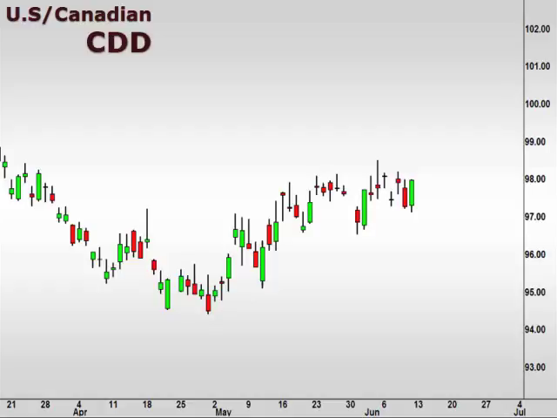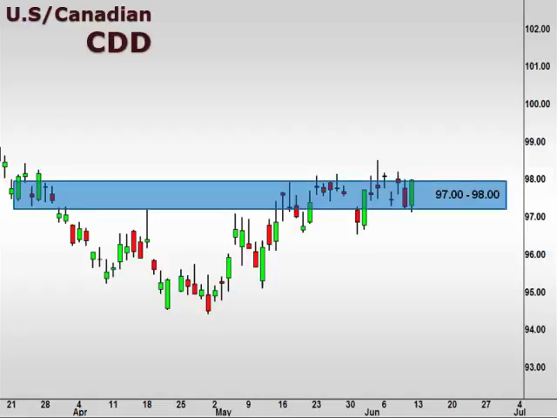Next up, the CDD, the U.S. versus the Canadian dollar. Well, we can see that the CDD here appears to be forming a bullish ascending triangle. However, the 97-98 focal zone remains an important overhead resistance. A close above 98 should confirm a continuation to the upside. A break below 97 suggests a near-term move to the downside.